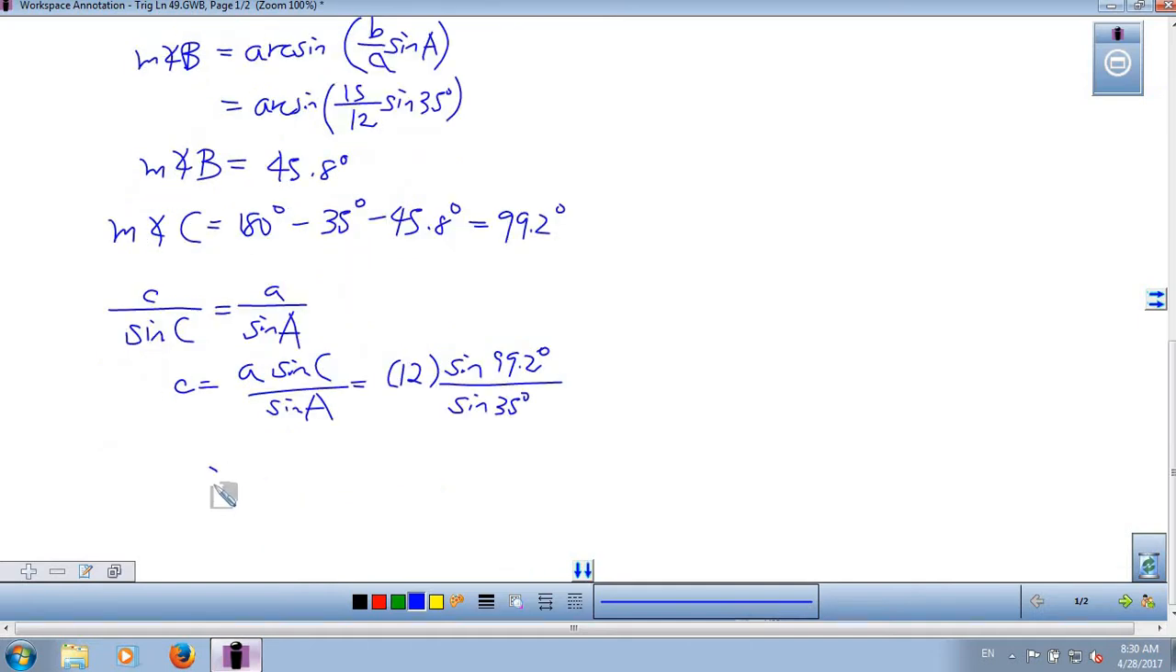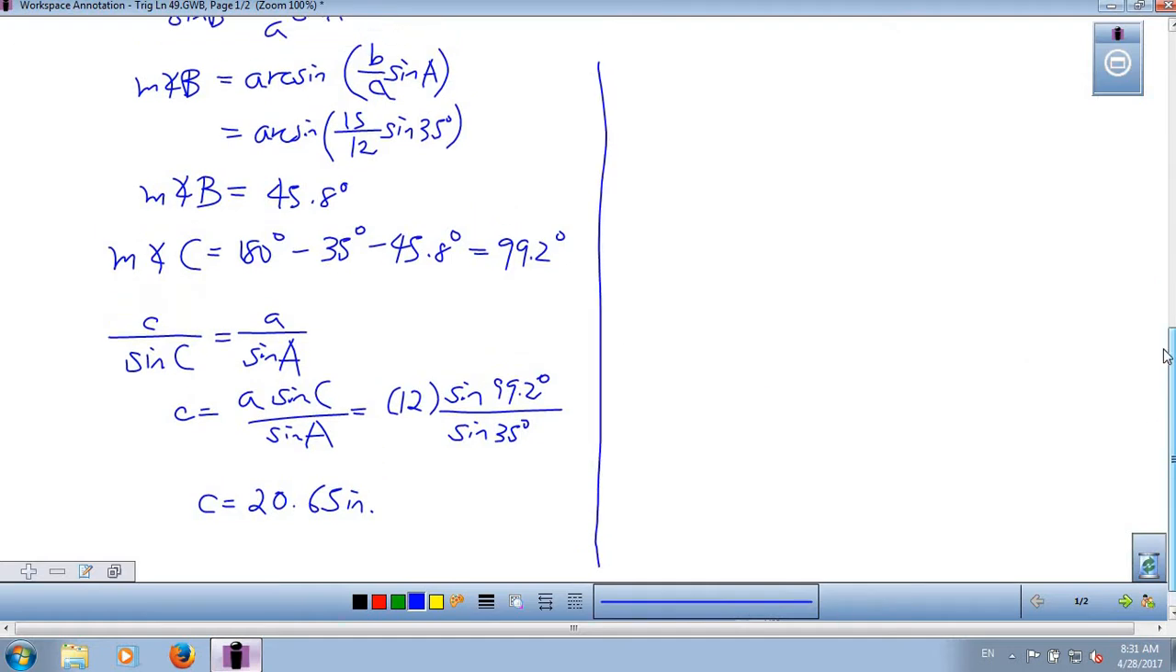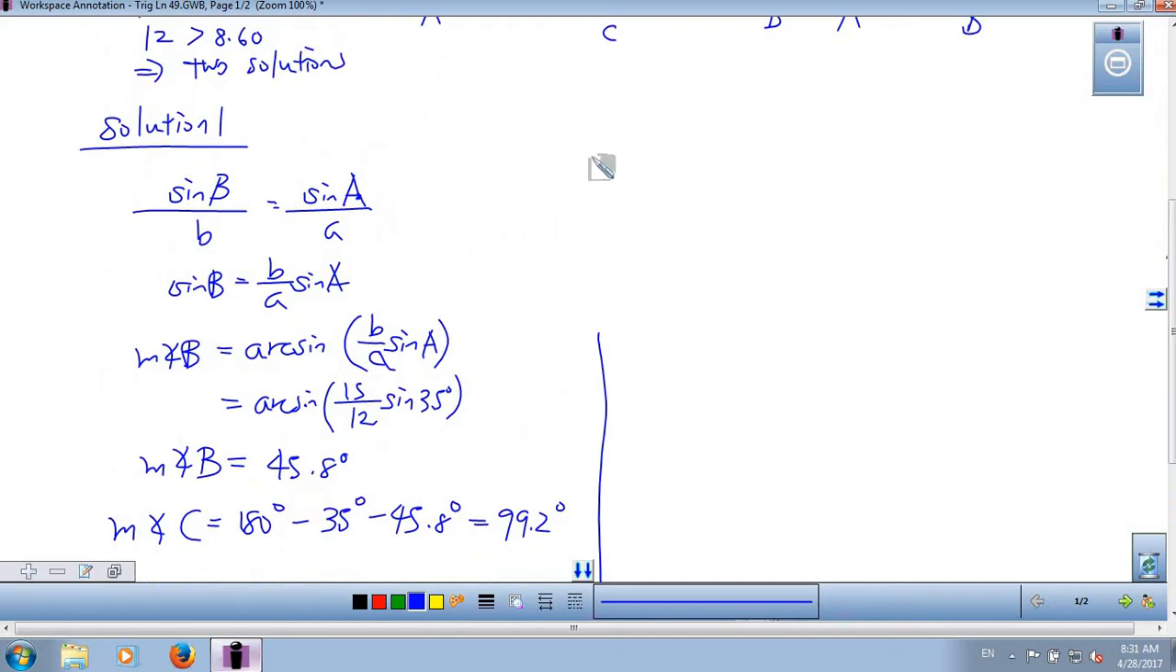So let's go ahead and get the value here. Sine of 99.2 degrees divided by sine of 35 degrees, multiplied by 12. So that will give us 20.65. So we can round off to 20.7, 20.65 inches. So we have done solution 1. We have finished solution 1. This is the first set of the solution. Now we're going to come back and check the answers before we're done. But this is solution 1.